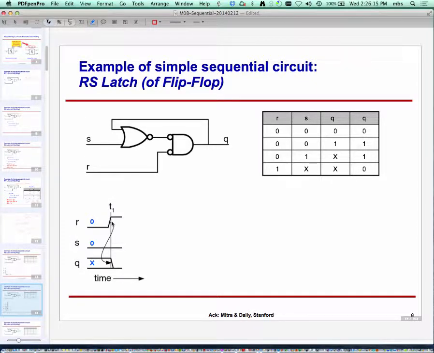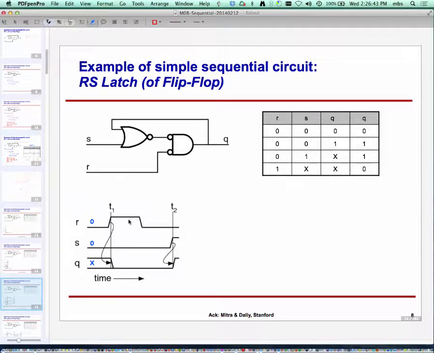So now let's say at some time t1, R became high. And by our state table, we see if R is high, then Q becomes 0, irrespective of what the current value of Q and the value of S is. So this R going high, after a teeny bit of delay, will cause Q to become 0. So Q now, from T1 plus a tiny bit of delay, Q becomes 0.